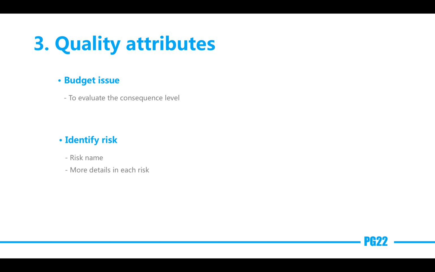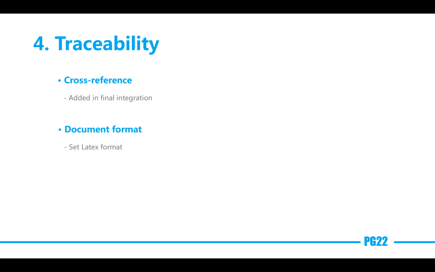The fourth part is about the traceability. There is no cross-reference from the other documents. Each of the documents will be reviewed when we do the final integration. Then, some cross-references can be added into the risk management plan.